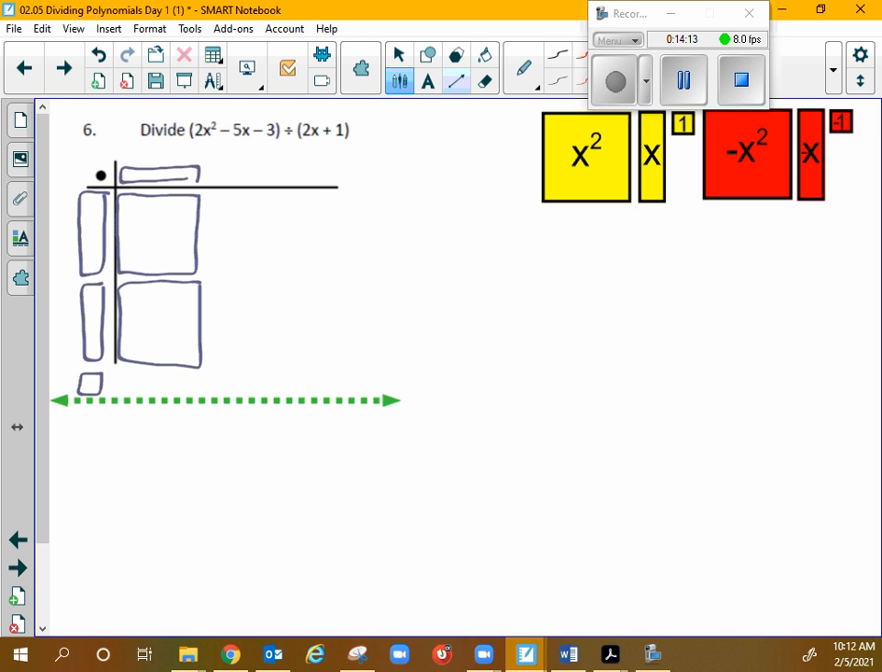If you would have stacked them out to the side, you would have had to put 2x on the top. And if we multiplied 2x and something by 2x plus 1, I wouldn't have 2x squared. What would I have? What's 2x times 2x? 4x squared. And I didn't start with 4x squared. I started with 2x squared, so it has to be vertical.